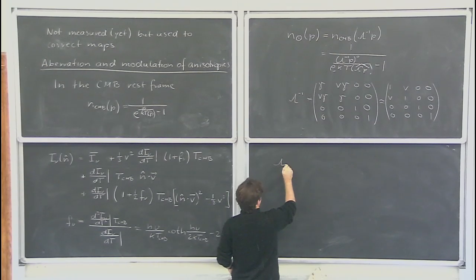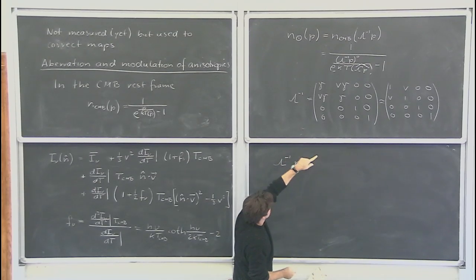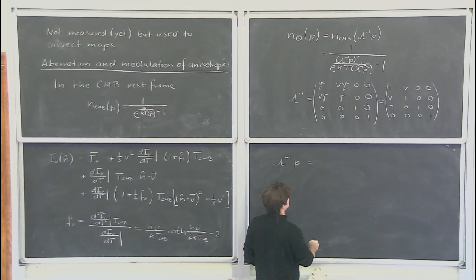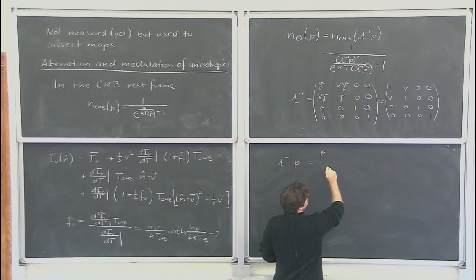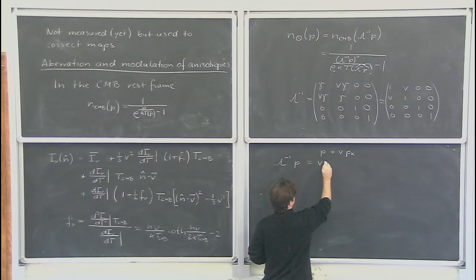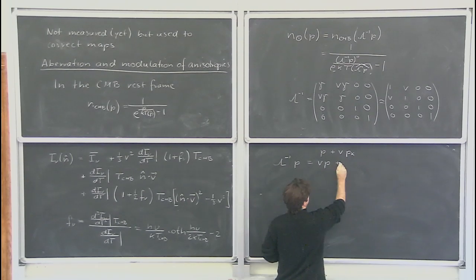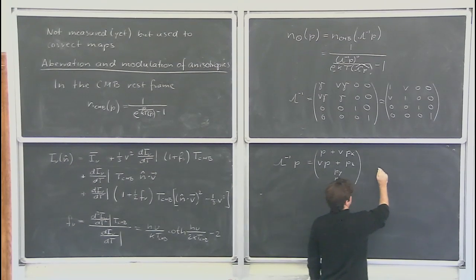So if we compute lambda inverse p, we're still working in the case that I'm writing here, where we're just moving in the x direction. If we act on our p, we get p0, which is just the magnitude of p plus v times px. This is what we had before. And then here we get v times p plus px, and then here we get py and pz.